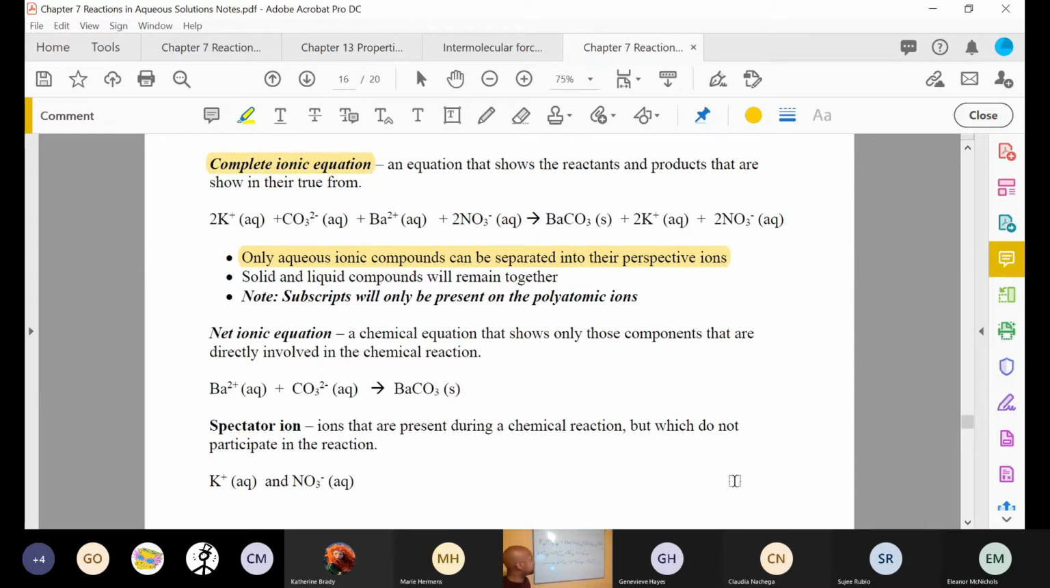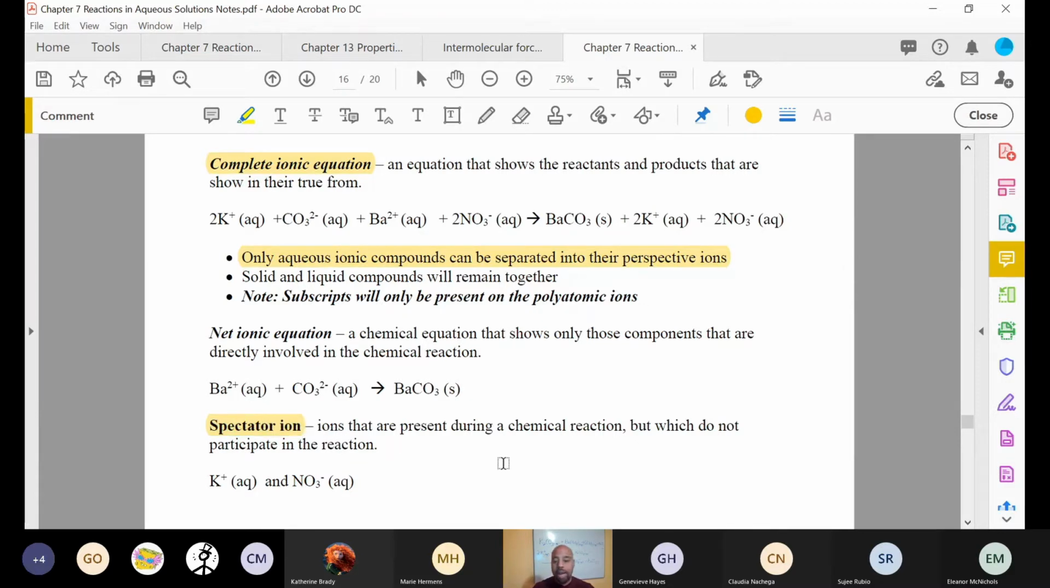Now, if you can make it to this point right here, and I'm telling you now, especially when it comes to the test, because I'll tell you, hey, you know what? Write me the complete ionic equation, and then I'll ask you to write me the net. If you get to the complete ionic equation, there is absolutely no reason why you should not be able to get to the net ionic equation. Because to get to the net ionic equation, the only thing you must do is get rid of what are called the spectator ions.